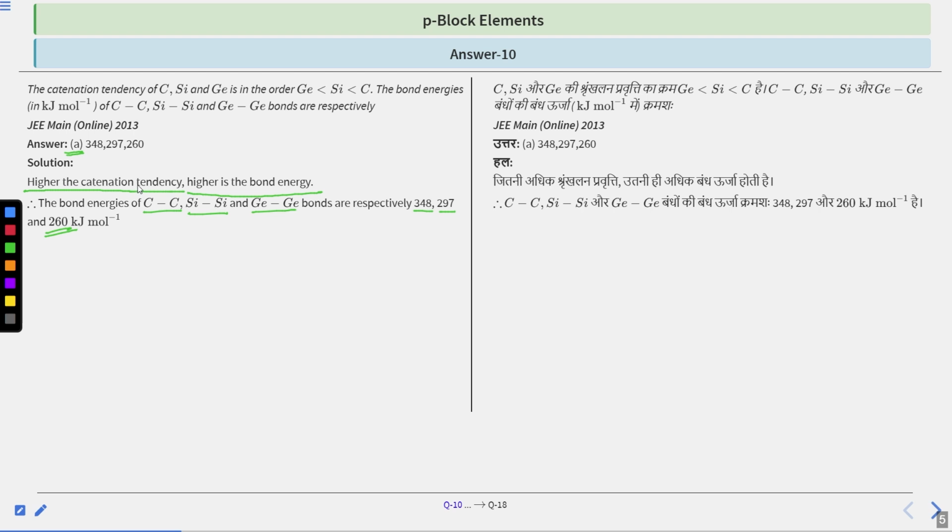Because we just said that the higher the catenation, the higher the bond energy, and we have been asked the bond energies for these three bonds, and we have been given the catenation tendency. So similarly, in the same order, the bond energy order will be: highest for carbon, so for carbon it will be 348. For silicon, it will be 297. For germanium, it will be 260 kilojoule per mole. Thus, option A is the correct answer. Let's move on to the next question.